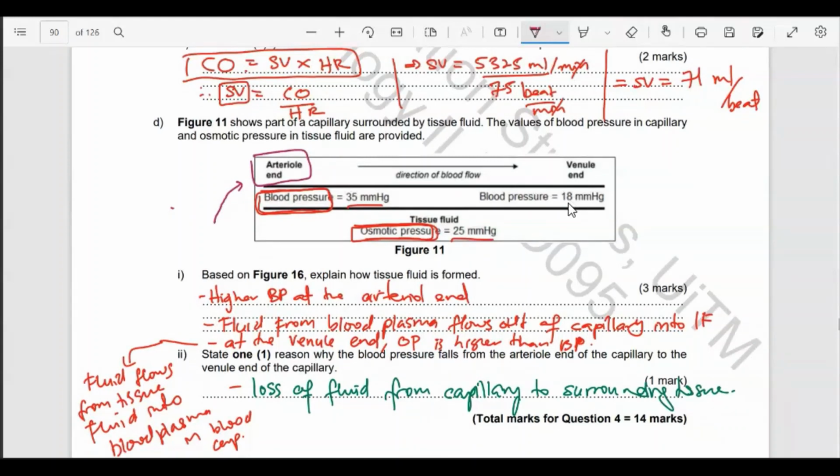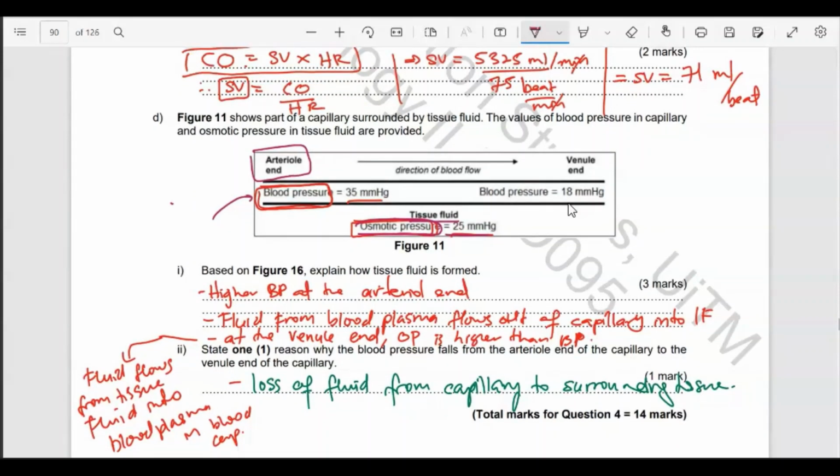So obviously, when the blood flows in this region, at the atrial end, the blood pressure is high, which is about 35 millimeter mercury. This blood pressure at the atrial end is higher compared to the osmotic pressure in the tissue fluid, which is 25. Okay, so the high blood pressure in the blood capillaries causes fluid from the blood plasma to flow out of the capillary.